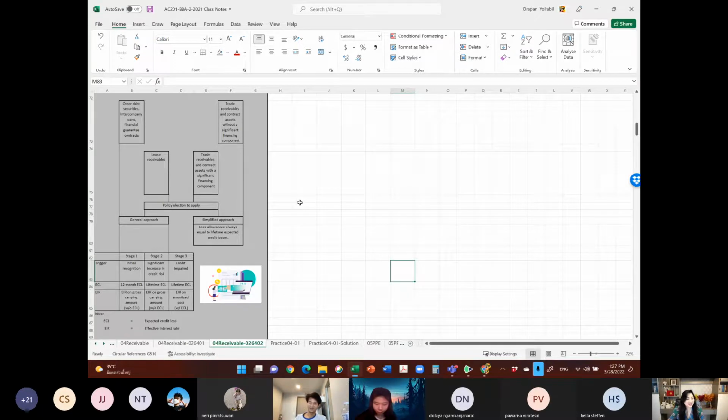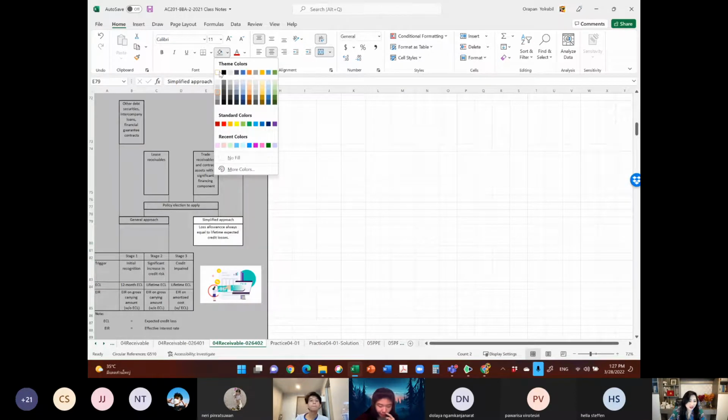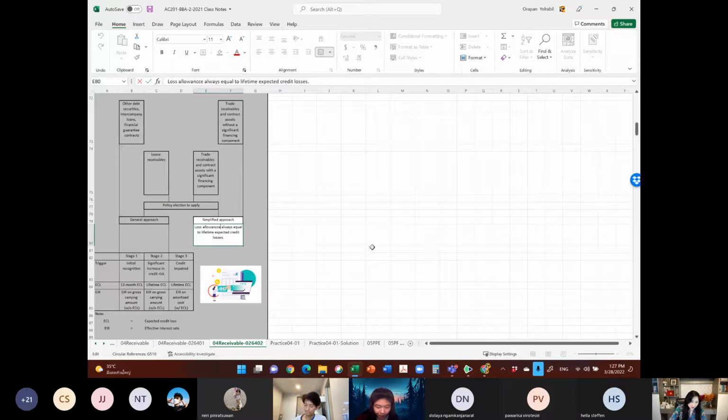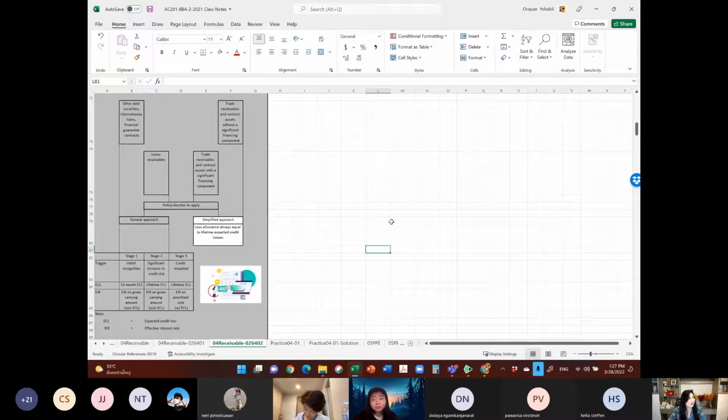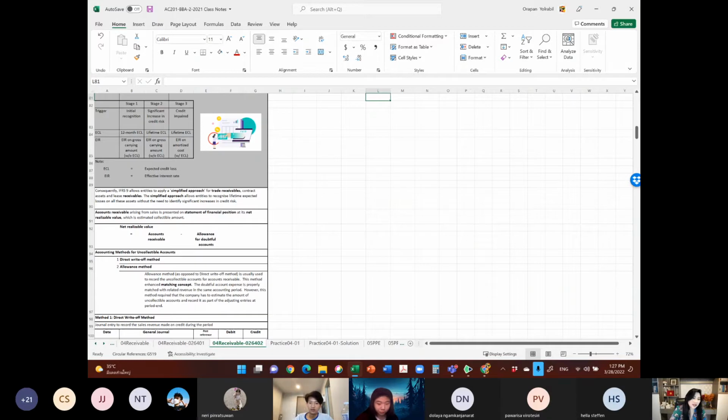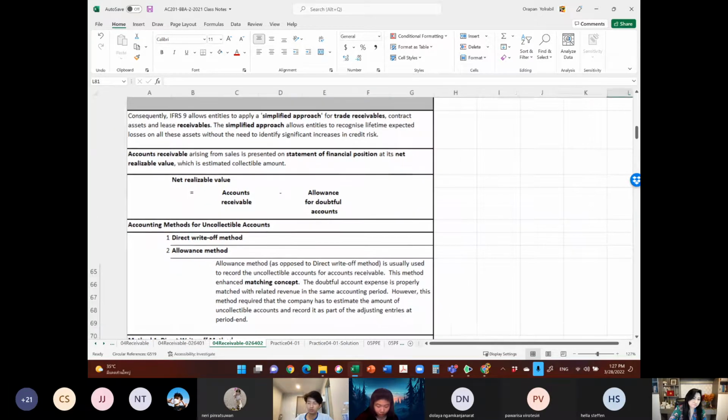But for this AC201, I will be using the loss determined by the simplified approach. It is a much simpler model, so that would be what we will be using in this chapter. For the rest of it, you are not responsible for them. The accounting students get to learn this in great detail in AC412, Advanced Accounting 2.